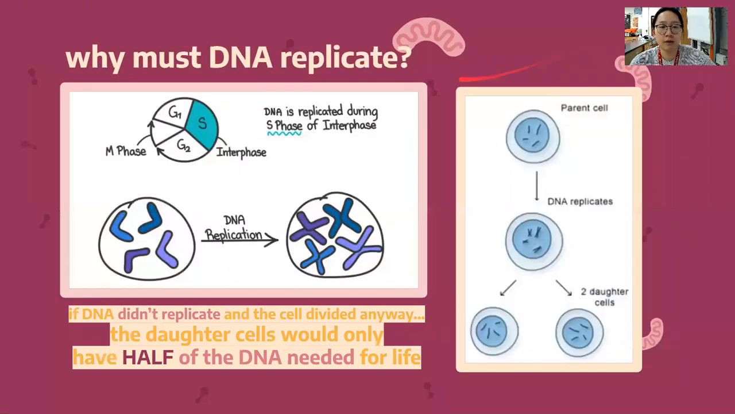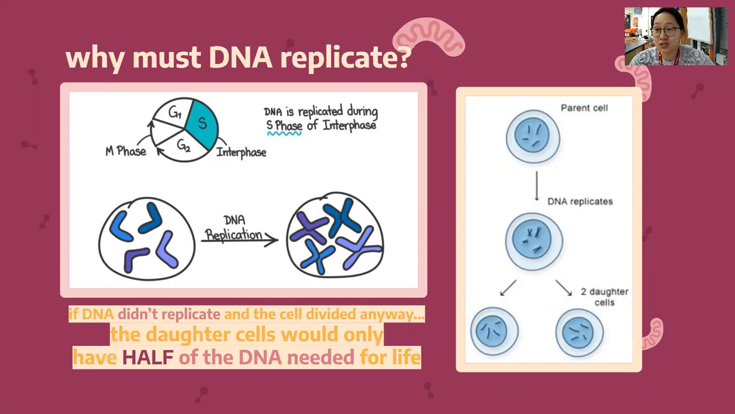So why must DNA replicate during the S phase? Why is this so important? Well, DNA has to replicate, because if it didn't, then the cell would be dividing anyways in mitosis. And when it divides in mitosis, then the daughter cells that are supposed to be identical would actually only have half the amount of DNA, or half the number of chromosomes that it would need, and it wouldn't be able to function, and the cell would immediately fail or die.